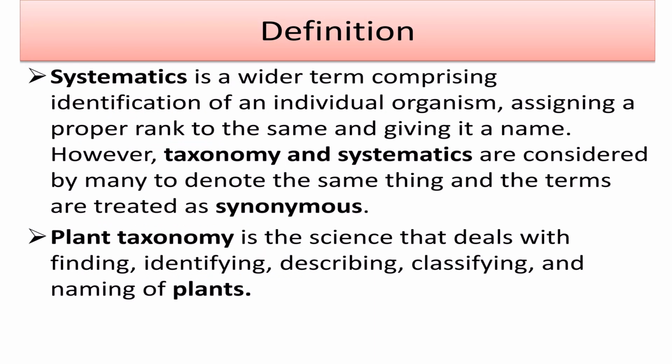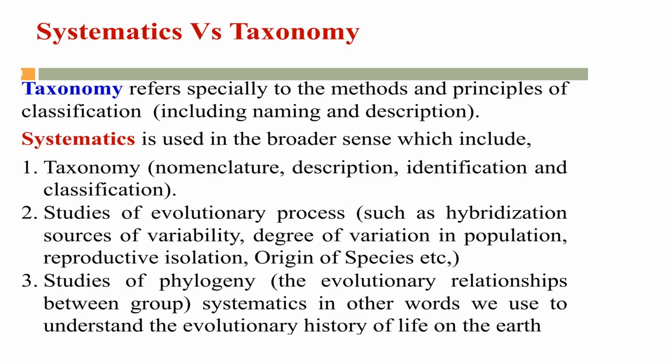Systematics can be defined as a term comprising identification of an individual organism, assigning a proper rank to the same and giving it a name. However, taxonomy and systematics are considered by many to denote the same thing, and the terms are treated as synonyms. So, systematics is used for the identification of individual organisms, and plant taxonomy is the science that deals with the finding, identifying, describing, classifying and naming of plants. How do these two terms vary from each other?